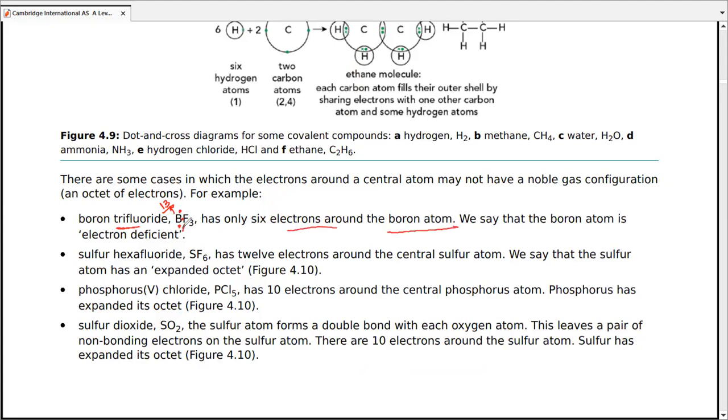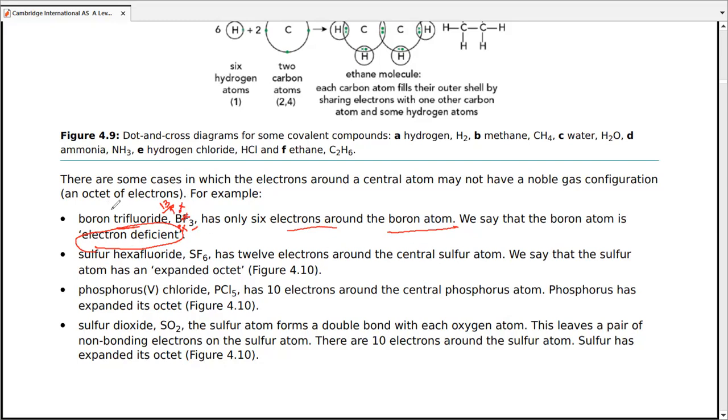It would share every one of its dots with one of the crosses from 3 fluorine atoms, all right? So there are 6 electrons. We call it an electron deficient species, since the octet is not complete. It is one of the examples in which the octet is not complete.